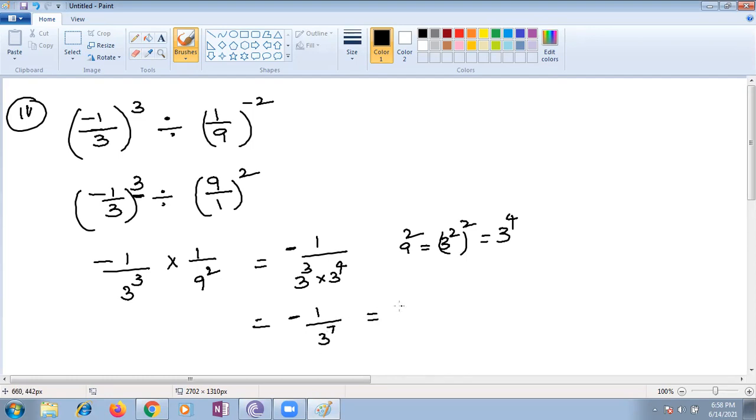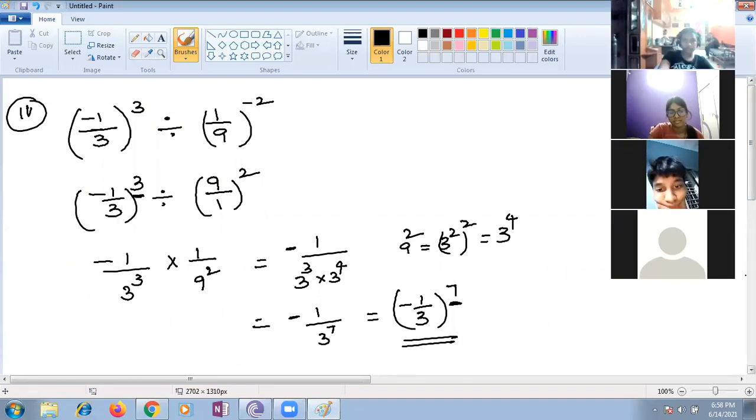Excuse me, ma'am, minus 3 by 1 is the answer? No. Minus 1 by 3 whole power 7 also. Why? Because listen, children, the exponent here is 7. Just a minute, some students are raising their hands.